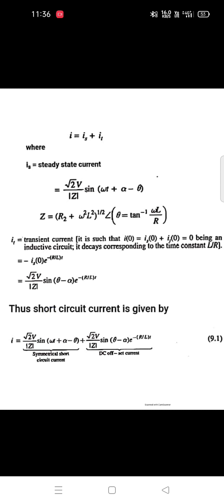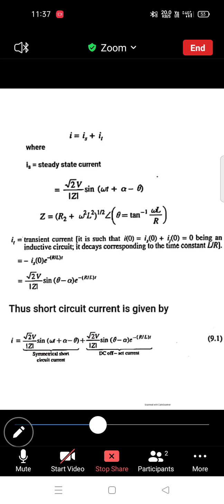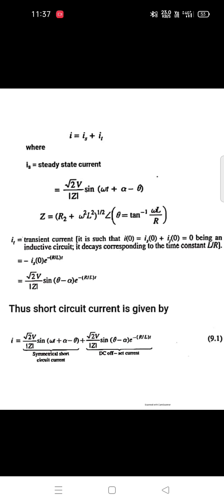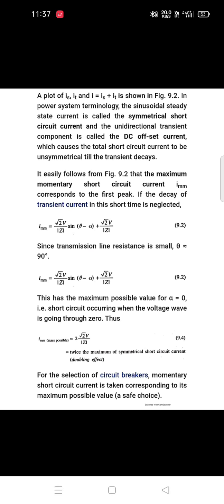Now the transient current is equal to minus i_s at time 0 times exponential of minus R by L times t. So we put the value of the steady state current i_s here and we get the transient current. Thus the short circuit current is given by i equal to i_s plus i_t. We just combine the equations which we obtained above.